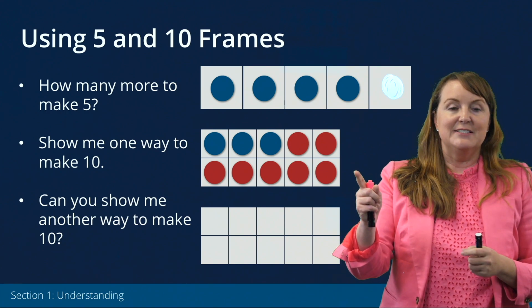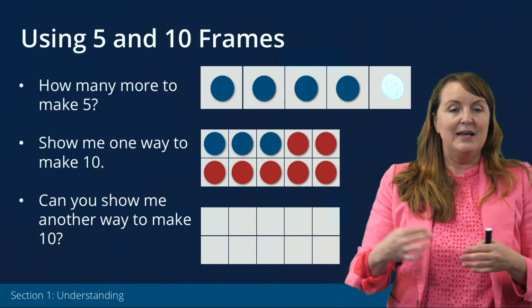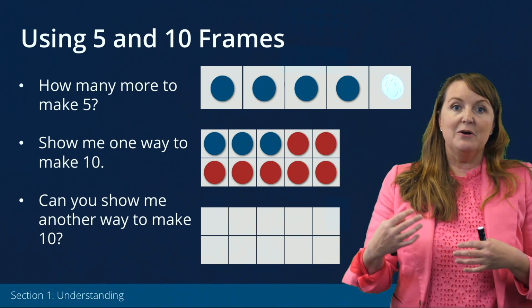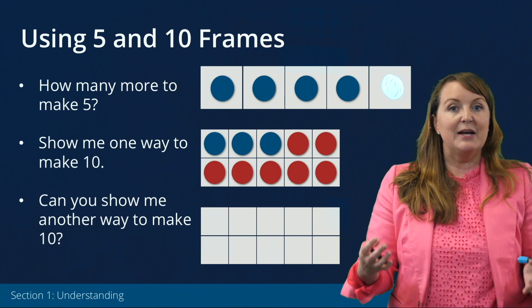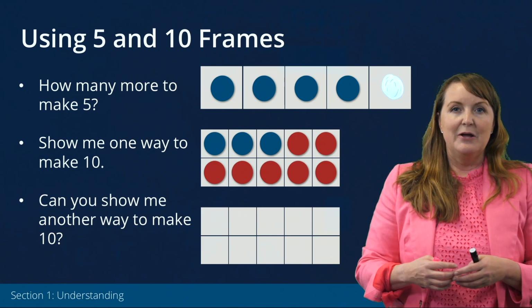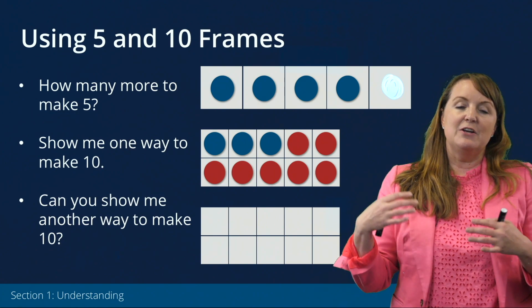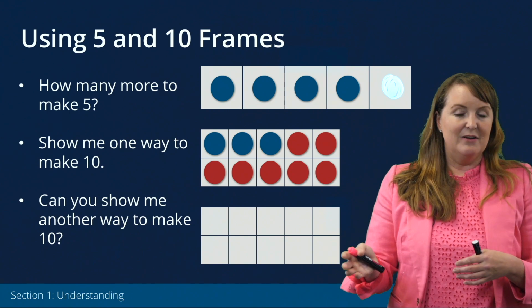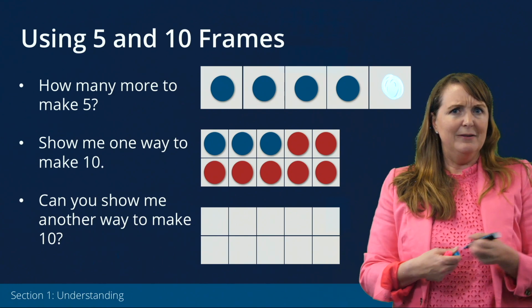Here I have a set of 10. It's already filled in, and I can see that 3 of those are blue and 7 are red. So there, 3 and 7, when I compose those, when I put them together, that makes 10. So maybe the question here is, if I know that 3 and 7 makes 10, what is another way that we can make 10? Well, let me think about that.